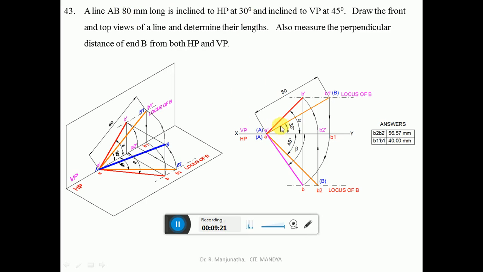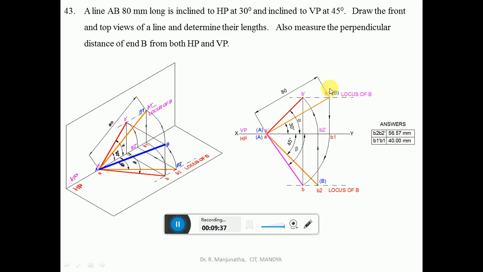So if this is the true length line in VP, obviously that line has to be parallel to VP. So that means A is in VP. So obviously B1 must also be on VP. Then only the line will be parallel to VP. That is what has been shown here.